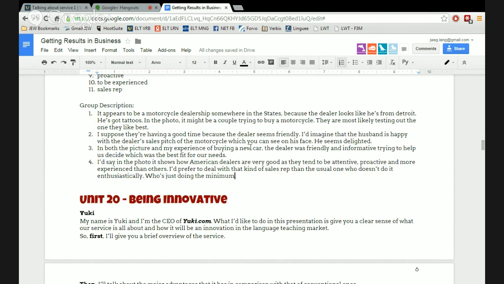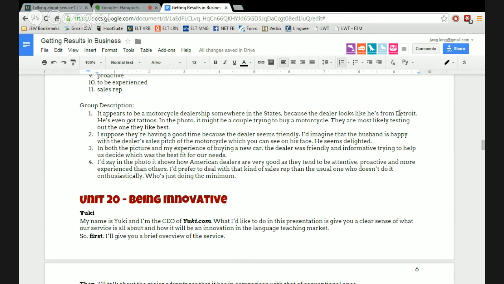It appears to be a motorcycle dealership somewhere in the States because the dealer looks like he's from Detroit. I think Detroit is with capital D. He's got tattoos in the photo. It might be a couple trying to buy a motorcycle. They are most likely testing out the one they like best. I suppose they are having a good time because the dealer seems friendly. I would imagine that the husband is happy with the dealer's sales pitch of the motorcycle, which you can see on his face. He seems delighted.